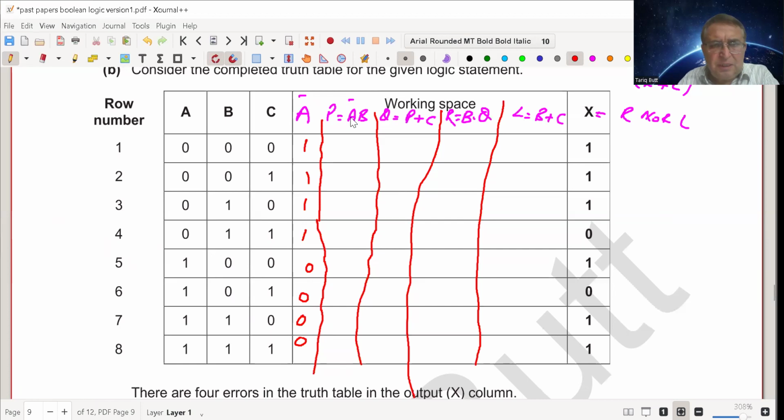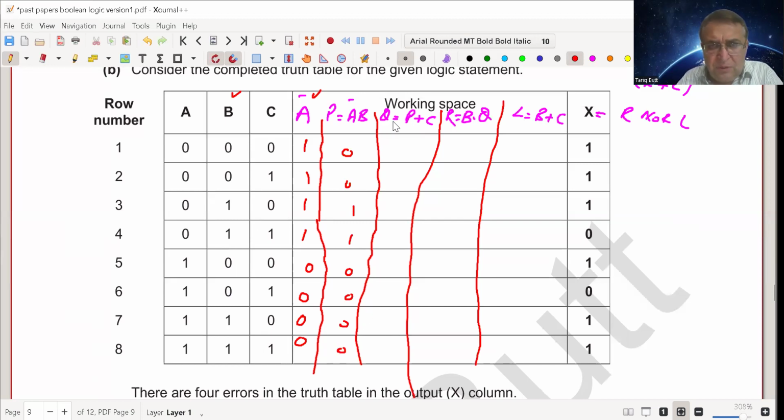Next is A prime, not of A and B. I mean, you have to AND this and this. Not of A is this, B is this. You have to AND them. And you know, output of AND gate is 1 only when both of its inputs are 1. So here output is 0, 0, 1 into 1 is 1. 1 into 1 is 1. Again 0 into something 0, 0 into something 0, 1 into 0 is 0, 1 into 0 is 0.